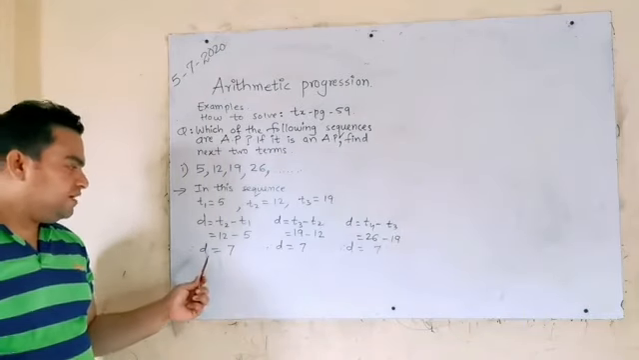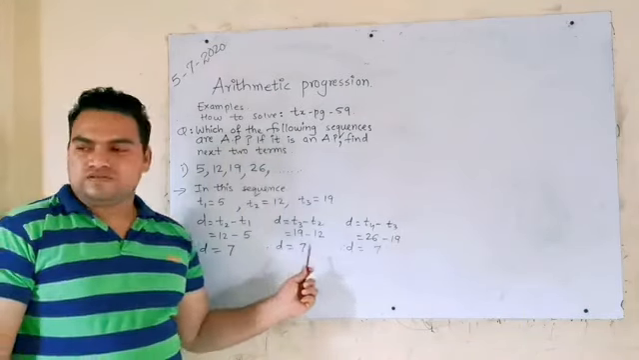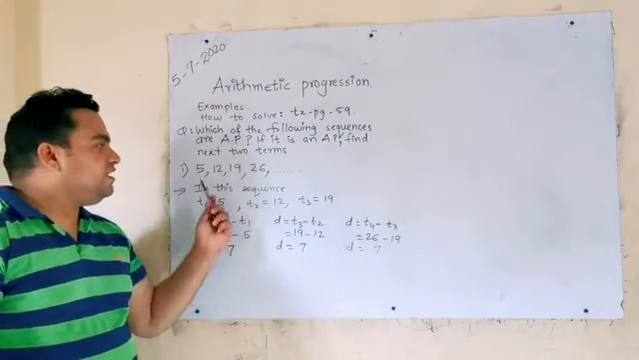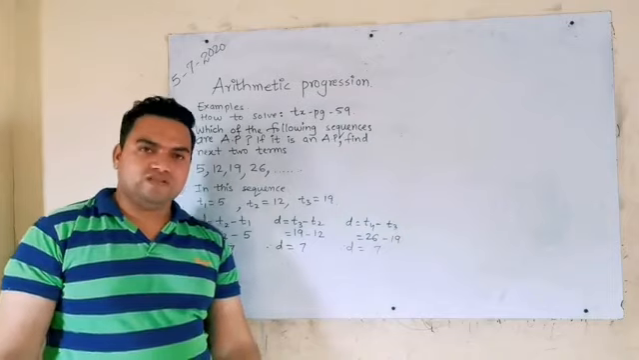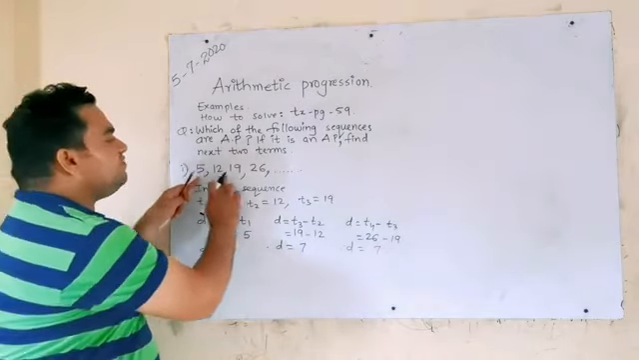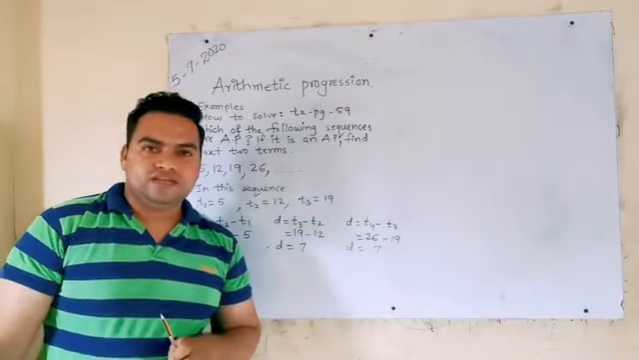What do you notice here? D is equal to 7, D is equal to 7, D is equal to 7. It means the difference between each next term is constant. So that's why we can say that this given sequence is in arithmetic progression.